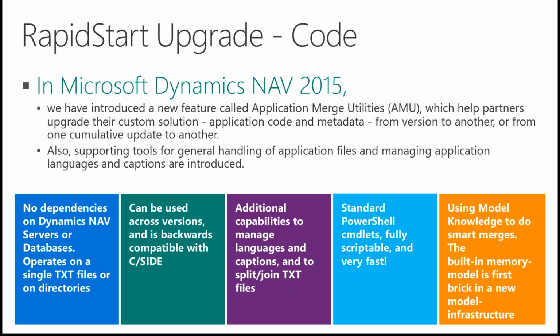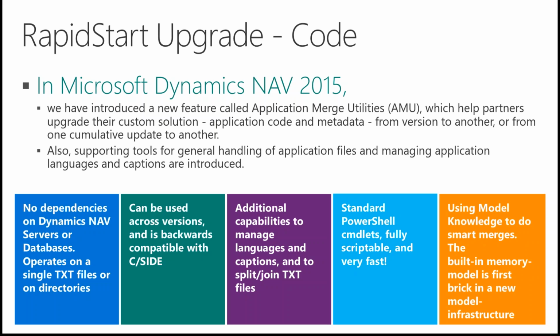Then you can take those differences and apply those to the next version, for example, NAV 2013. So you take the 2013 version that you have, you apply your differences, and then basically compile your programs, and you start your testing at that point. So what you have to keep in mind is there's no dependencies on servers or databases. This is all done in text files. As I mentioned, it's backwards compatible, and it also can be supported with PowerShell commands.